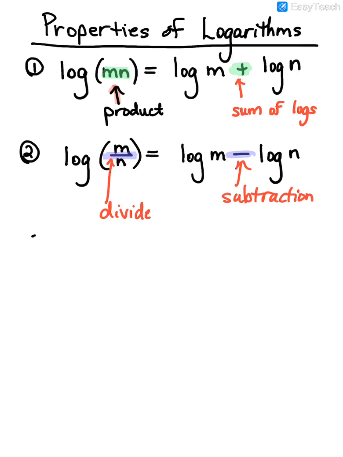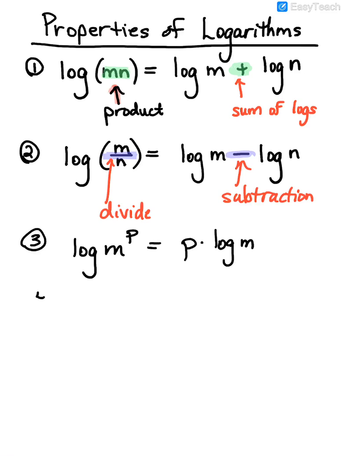My third property deals with taking the log of some term raised to a power. And with this particular property, we are told that you can pull the power to the front and then multiply it by the log of the original term. So powers can be pulled to the front and multiplied.